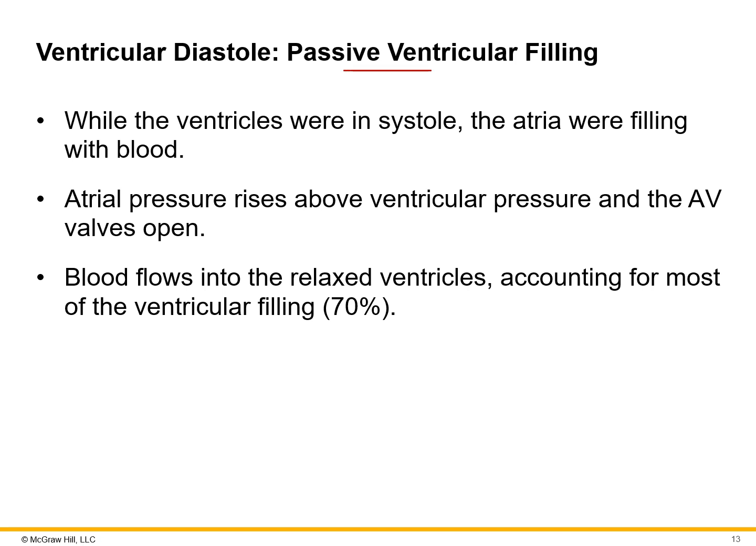Then that ventricular filling that's passive, so while the ventricles are in systole, again, contraction, the atria are still filling with blood that's coming in through that passive transport from the veins to the atria. So as the pressure rises in the atria, above the ventricular pressure, that's going to open those AV valves. And then blood flows into the relaxed ventricles by that passive filling.